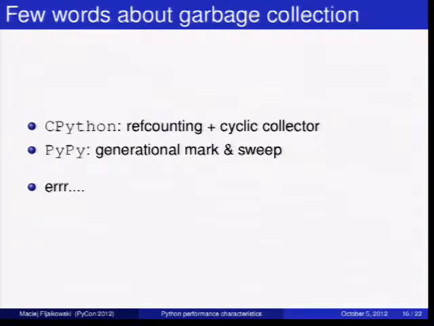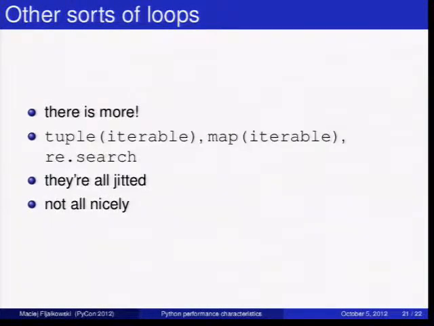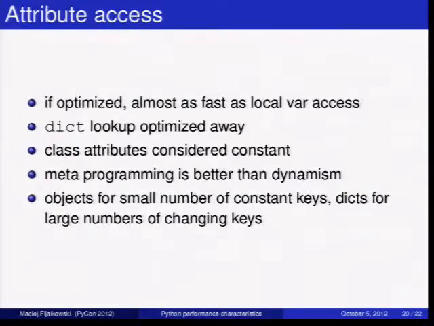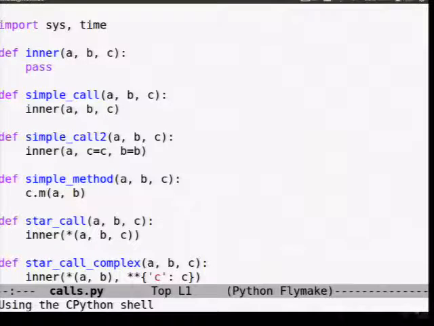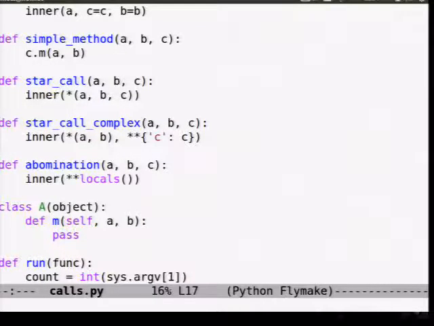I have quite a few more slides about various details, how calls look, how stuff like this works. So I'll just show you the differences in calls. I have a few calls, and this is the simplest possible call, where you just pass the parameters. This is a slightly more complex call where you pass them by keyword arguments. This is a simple method call. A call where you create a tuple and pass it as a star arg. A call where you create a dictionary and pass it, quite crazy. And this is a complete abomination where you pass just locals.